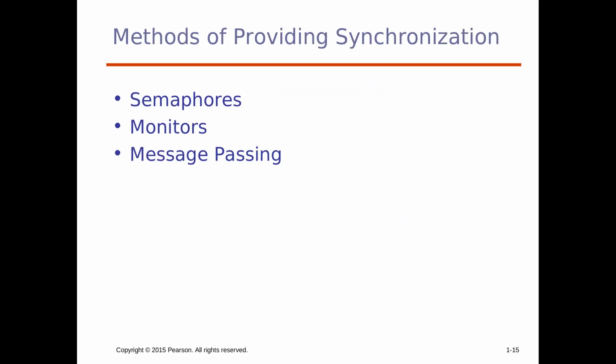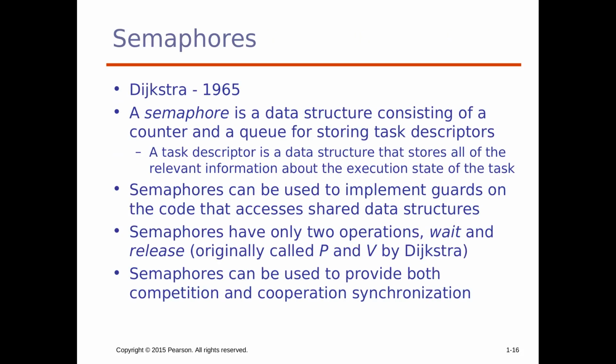When we start getting into synchronization, there are three major approaches that we've developed in the programming world: semaphores, monitors, and message passing, as our means by which we ensure that these things can occur. Semaphores were pretty much the first main one that ever came around. These were created by Edsger Dijkstra back in 1965. Basically, a semaphore is simply a data structure that consists of a counter and a queue, which stores task descriptors.